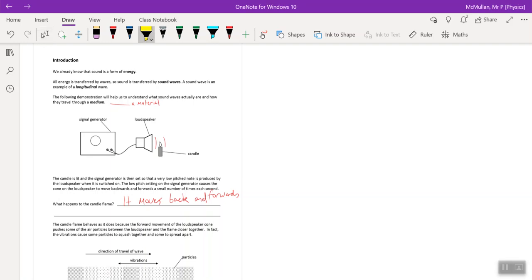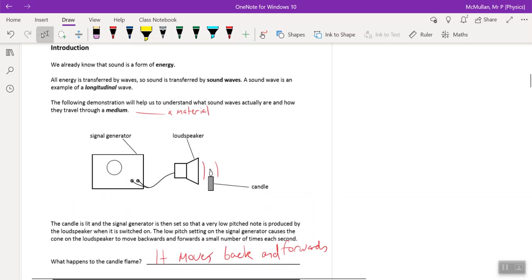Just a little video today to go through the notes that were covered in our sound booklet last week and to introduce the new theory for this week. So we started with introducing sound as a form of energy. When we shout or clap our hands, we create this energy and that travels out across the room in the form of sound waves.